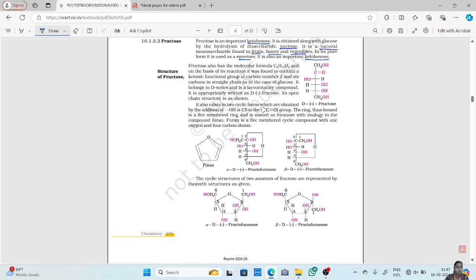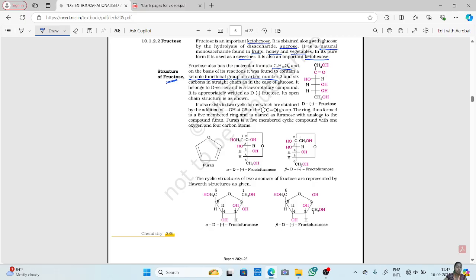Now, what is the structure of fructose? Fructose also has a molecular formula of C6H12O6, just like glucose. On the basis of its reactions, it was found to contain a ketonic functional group at carbon number 2, and 6 carbons in a straight chain, as in the case of glucose.